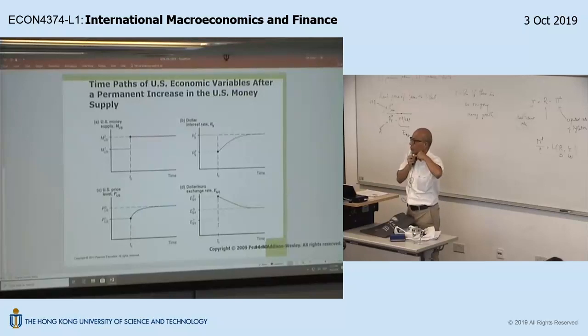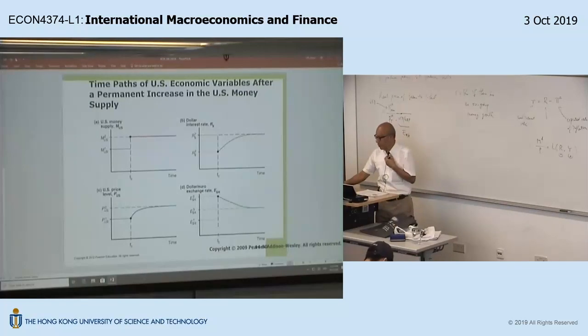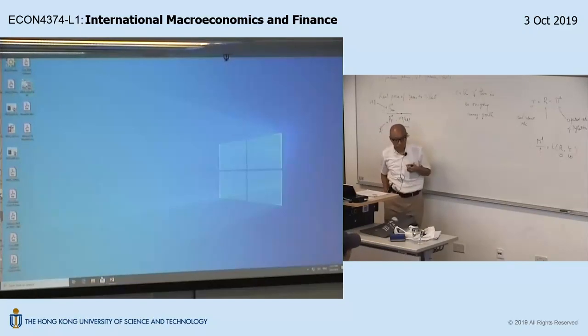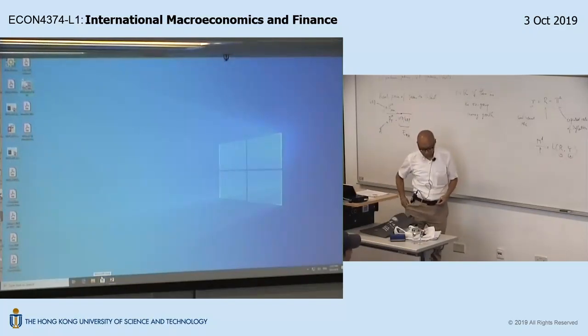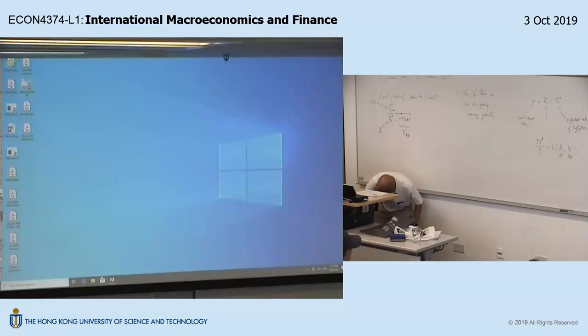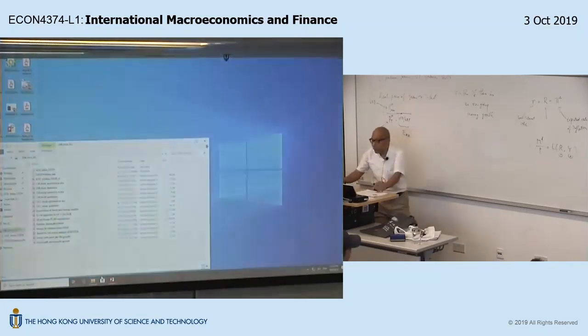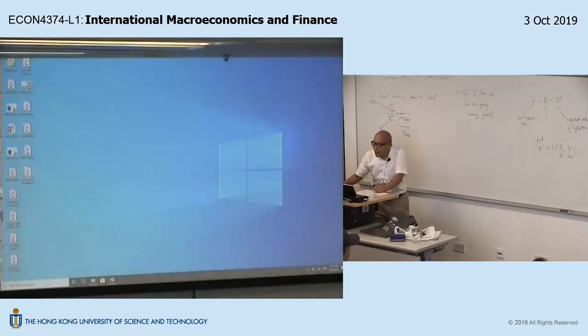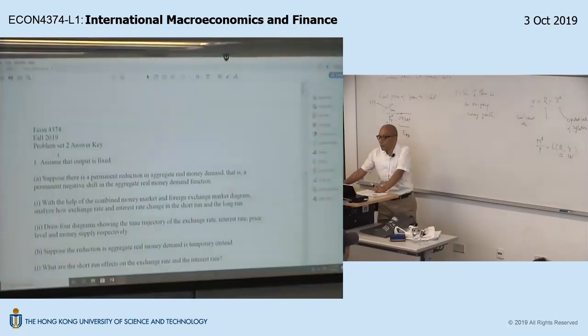and talk a little bit about problem set 2, in case you still have questions about it. Here we have problem set 2. That's the key. Okay, so problem set 2 and the key.